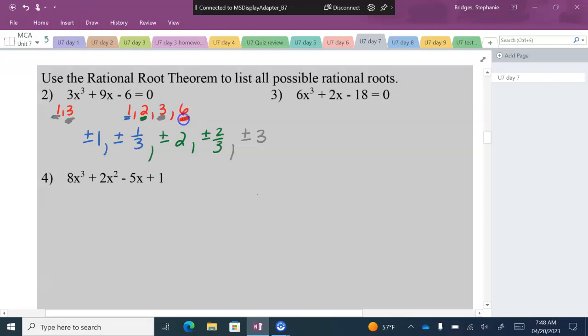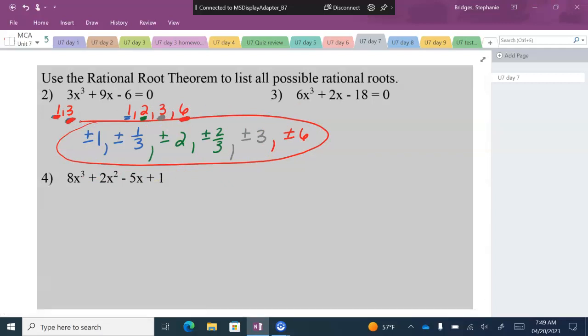So we're going to do plus or minus 6 over 1, which is just 6. And then if I do plus or minus 6 over 3, what does that reduce to be? 2, and I already have 2 in my list as well, right? So I don't need to write it again. So here are all of the possible rational solutions for question number 2.